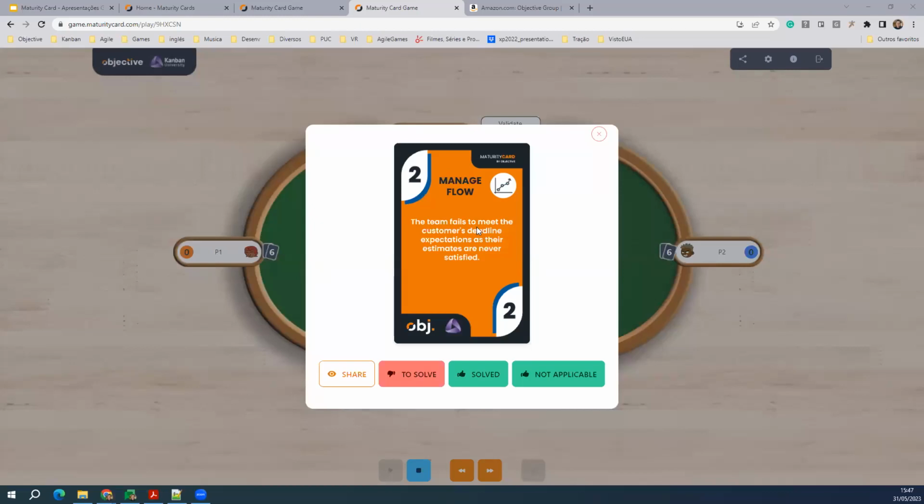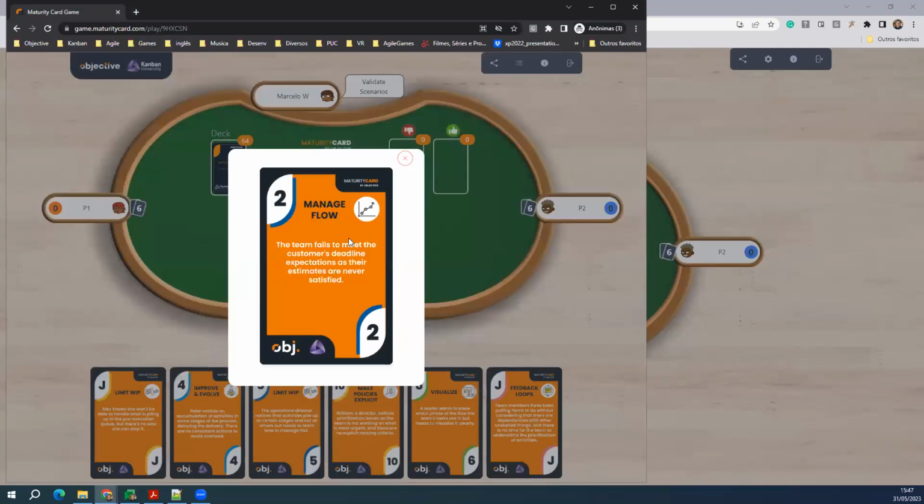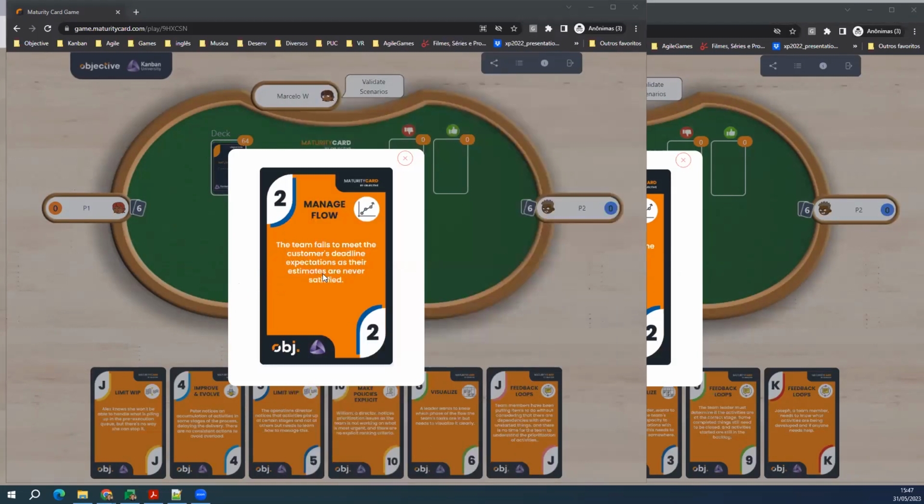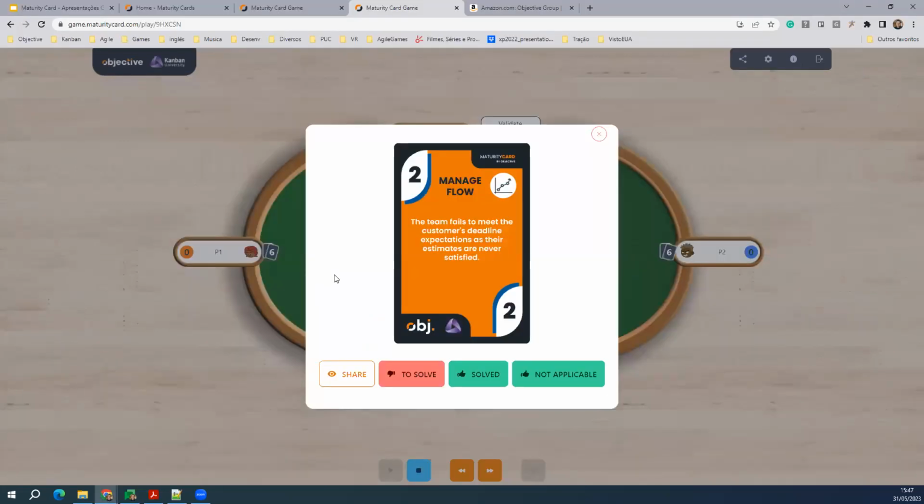When I flip the cards, all the players can see the same scenario, right? Just to follow what the facilitator is doing. So the team fails to meet the customer's deadline expectation as their estimates are never satisfied. Oh, it's only in another country, not here, right? We fail with the deadline expectation. Okay, we need to solve this one.